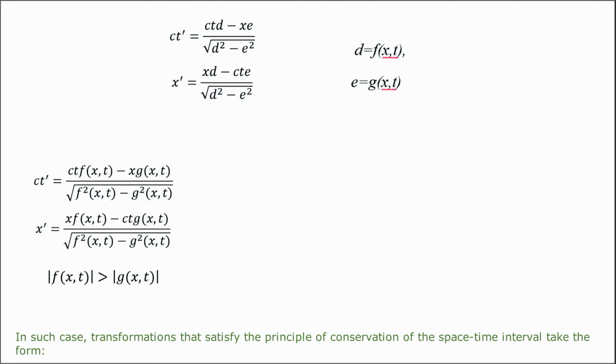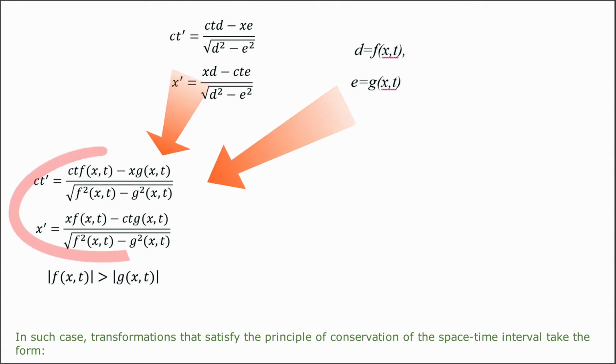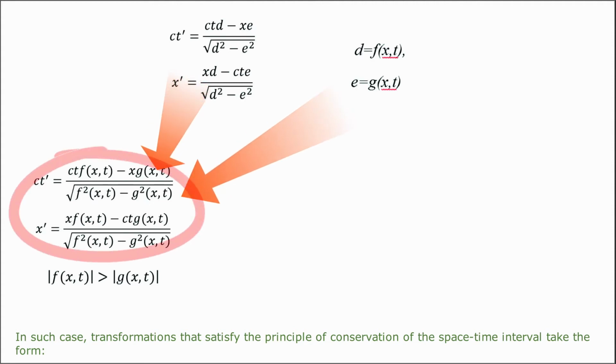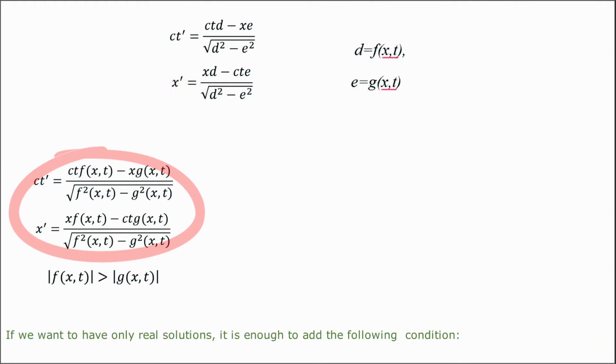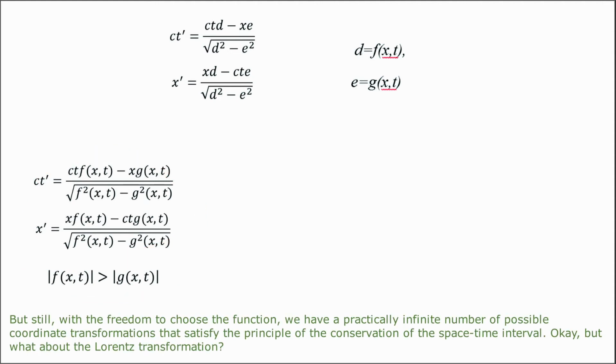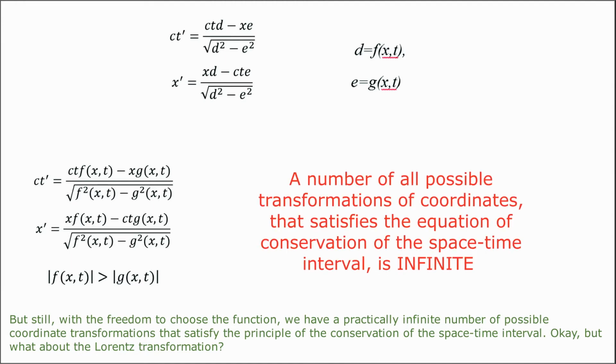In such case, transformations that satisfy the principle of conservation of the space-time interval take the form. If we want to have only real solutions, it is enough to add the following condition. Here the absolute value of function f is greater than the absolute value of function g. But still, with the freedom to choose the function, we have a practically infinite number of possible coordinate transformations that satisfy the principle of the conservation of the space-time interval.